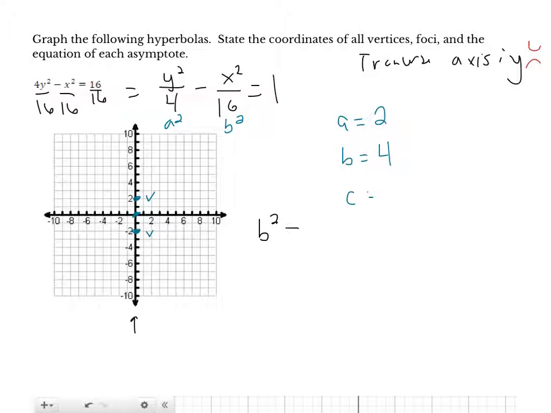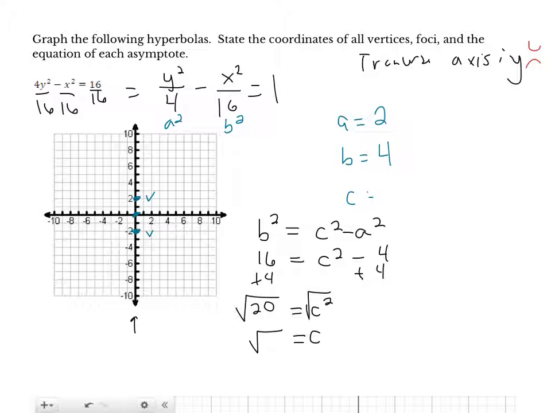we know in a hyperbola, b squared equals c squared minus a squared. So b squared, which is 16, equals c squared minus a squared. 2 squared is 4. So if I add 4 to both sides, I get 20. 20 equals c squared. Take the square root, c is equal to the square root of 20. Now the square root of 20 is somewhere between 4 and 5. So I know I have a focus up here, and I have a focus down here of some sort.